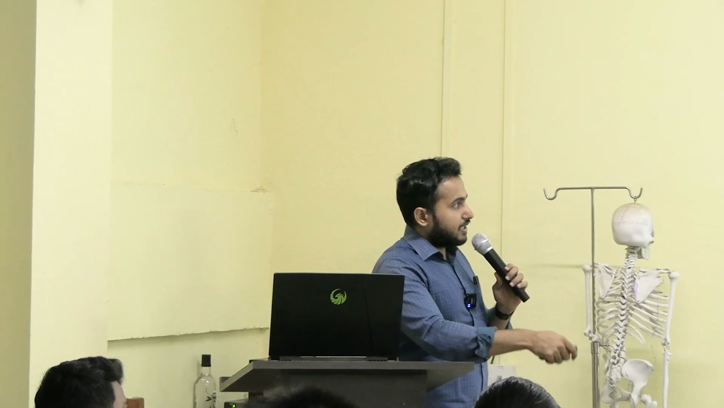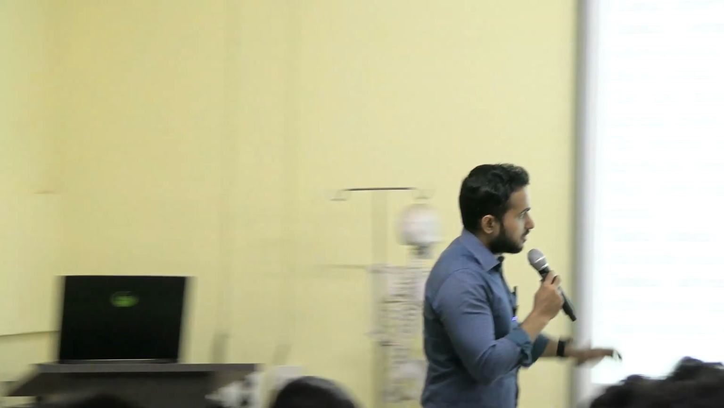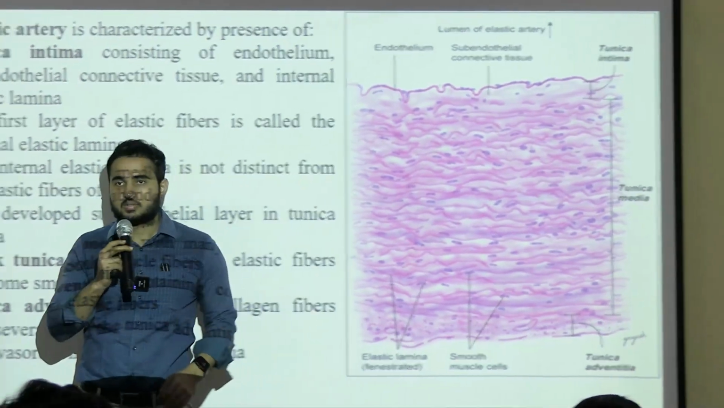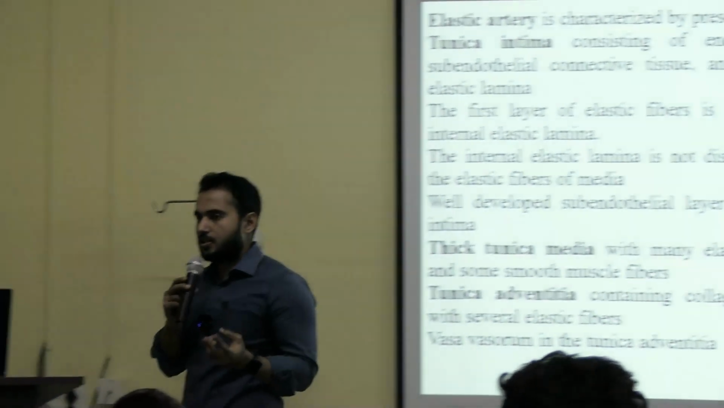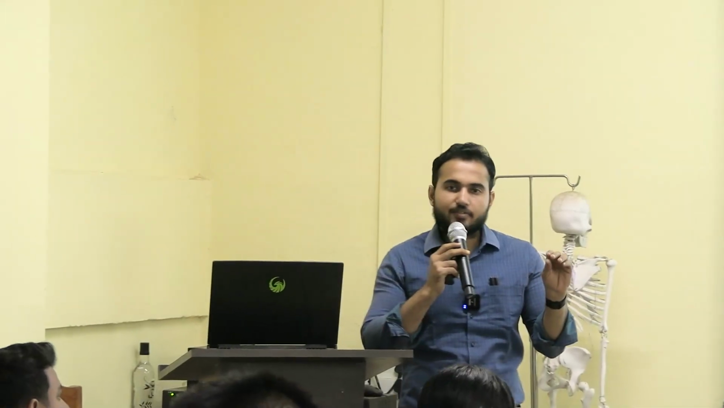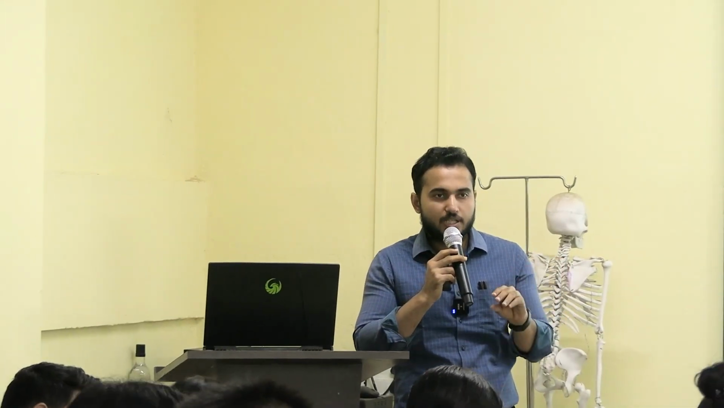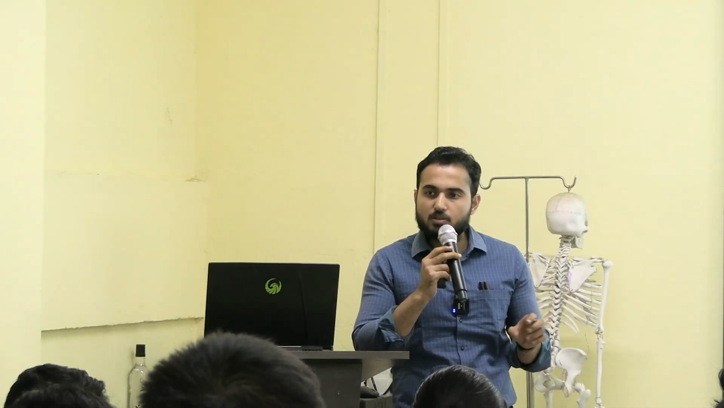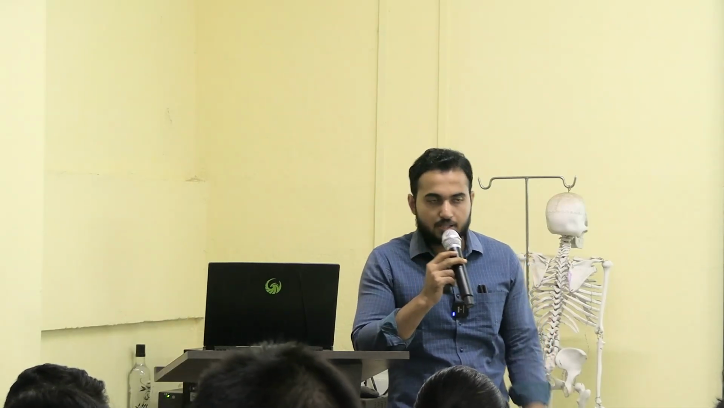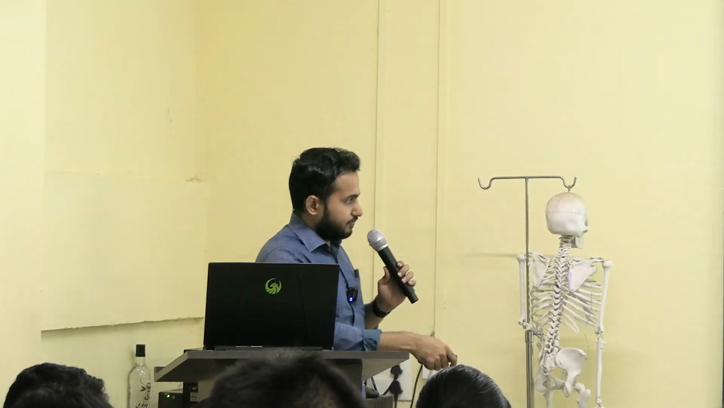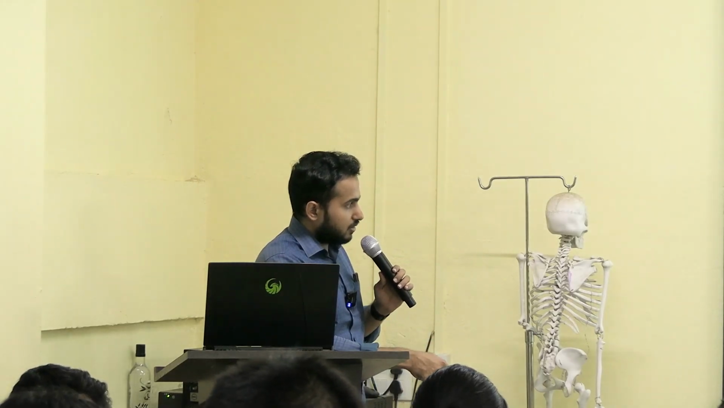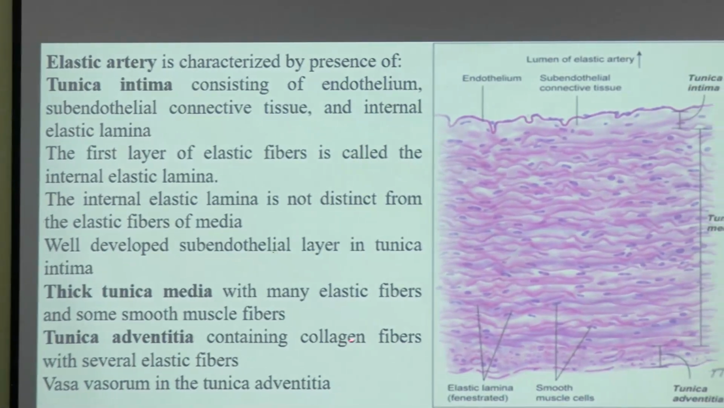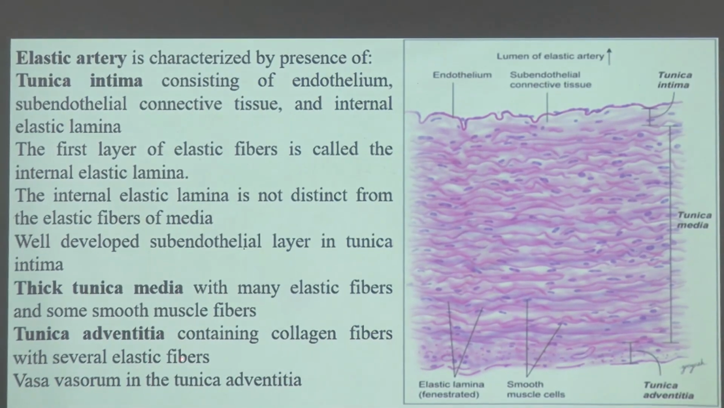Can you see the thickness of the tunica media? Most of the thickness, from here to here, is made up of tunica media. So what does tunica media contain? Two things: elastic fibers, also in the form of lamina or sheets, and in between them a small amount of smooth muscle fibers. Lastly, you can see the tunica adventitia. The thickness of tunica adventitia is very less. Here you are getting the collagen fibers with several elastic fibers.